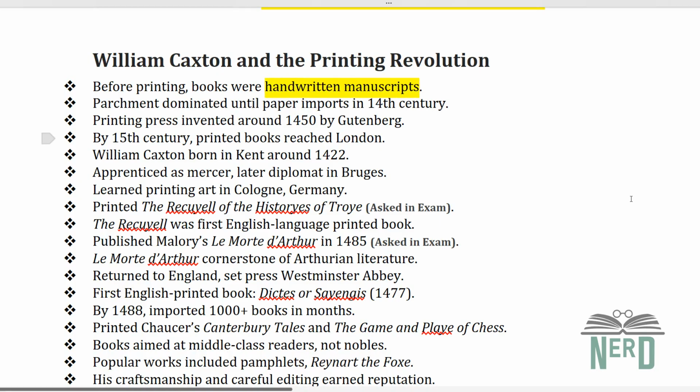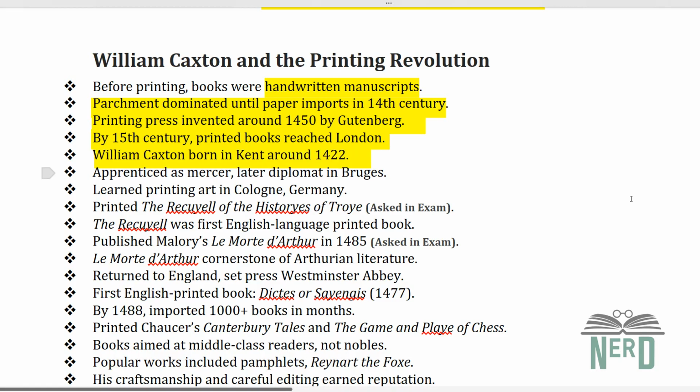For centuries, books were painstakingly handwritten, usually on parchment. Only in the 14th century did paper begin arriving in England, imported from Genoa, France, and the Rhine. Then came a revolution: Johannes Gutenberg's invention of the printing press around 1450 in Germany. By the late 15th century, printed books had already reached London, though at first they came only through imports.